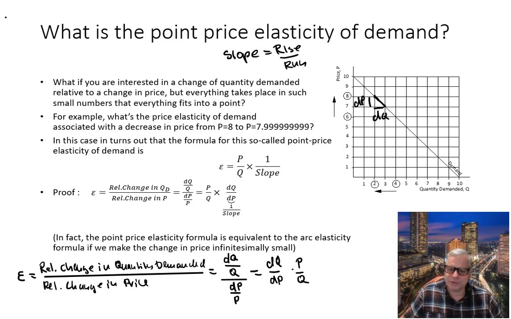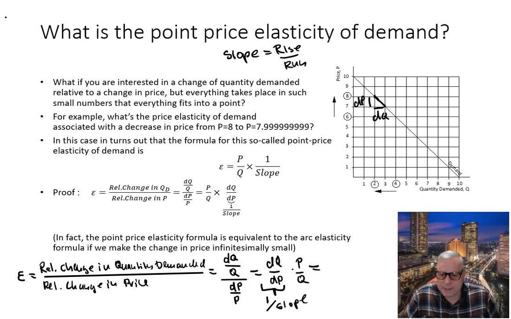But here we have the opposite. We have not dP over dQ, which would give us the slope of the demand curve, but we have dQ over dP, which is the inverse, or 1 over the slope. So this term can also be written as 1 over the slope of the demand function. So that's why the point price elasticity of demand is typically written as 1 over the slope of the demand function times P over Q.